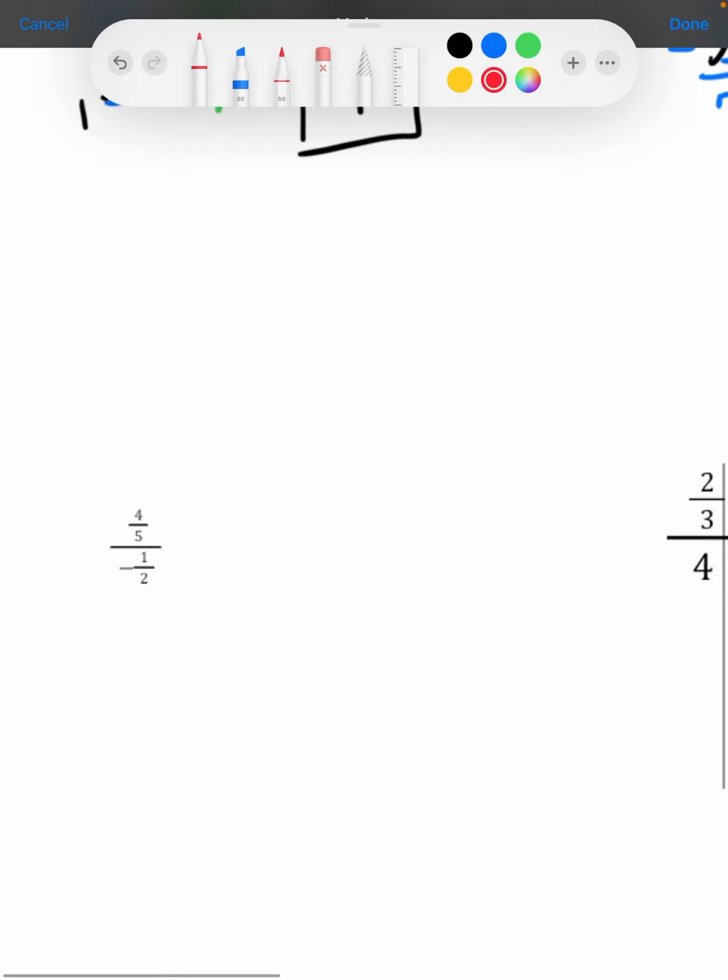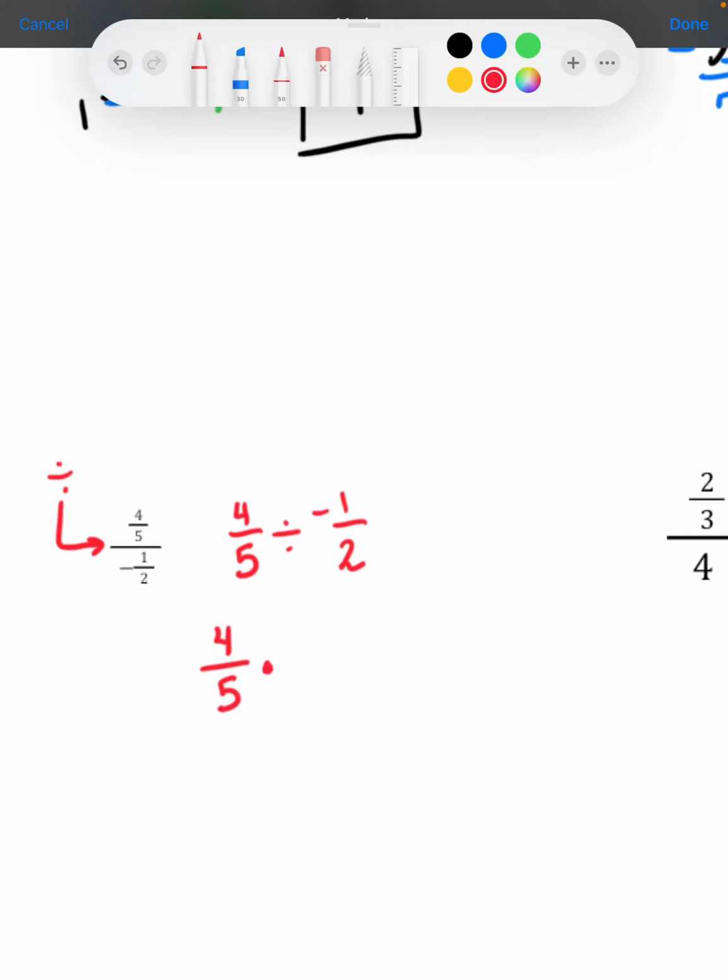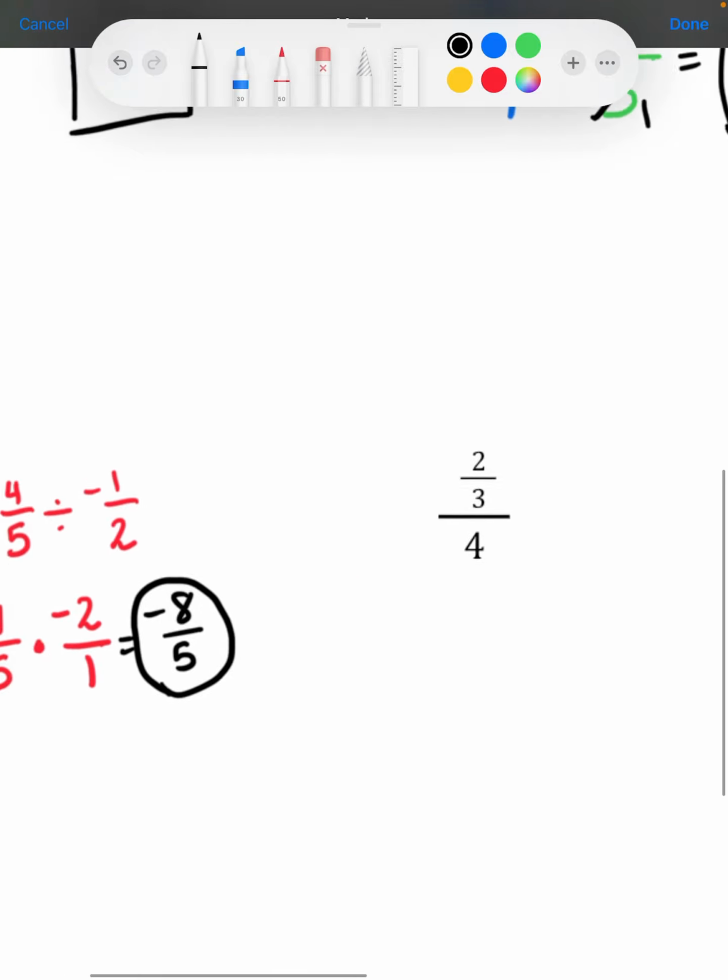Don't panic when you see stuff like this. What does this mean? It means division, right? So you can rewrite this as 4/5 divided by negative 1/2. Then it doesn't look so scary, right? Now we can keep, change, don't forget your negative, flip. And when I do that, my answer is negative 8 over 5. You can leave that as an improper fraction.